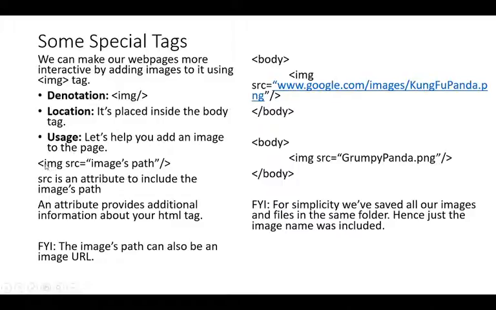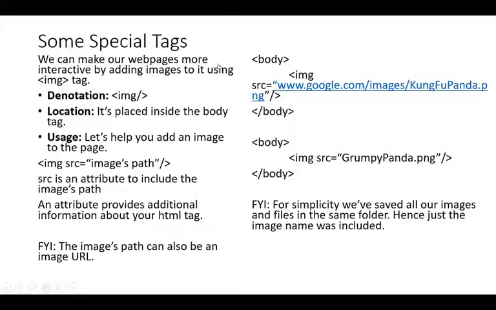You see it's always img src, then the image path you're trying to insert, and src is an attribute to include the image path. An attribute provides additional information about your HTML tag. For your information, the image path can also be an image URL, like a link from a website. Maybe you see a picture you like, you can just copy the image link, then add it to your web page.